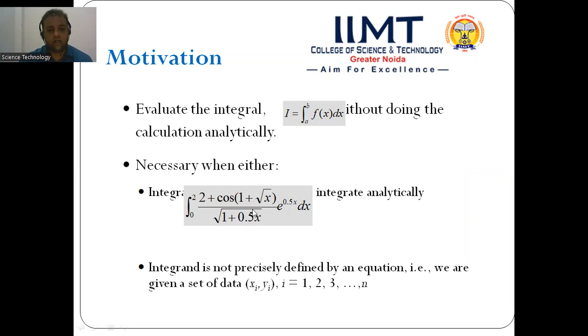And the root of 1 plus 0.5x is also continuous. So using the theorem of continuity for rational functions, we can say that this function is continuous. But analytically, finding the area in the interval 0 to 2 is very difficult. So we will use a different method.